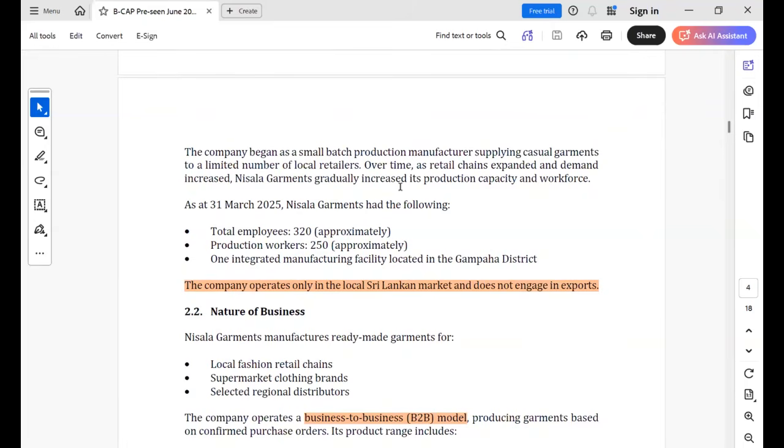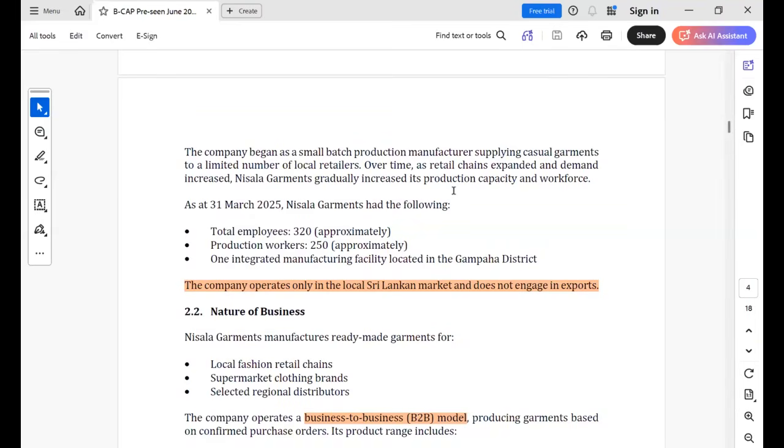So they do the batch production, right? Supplying casual garments to a limited number of local retailers, right? So that indicates these garments are being sold to the local retailers. That's why we call it B2B and also a local selling company. So they don't export the fabric or garments.